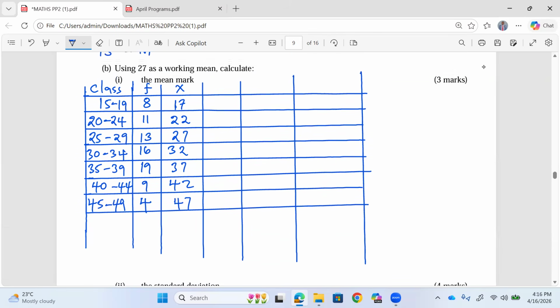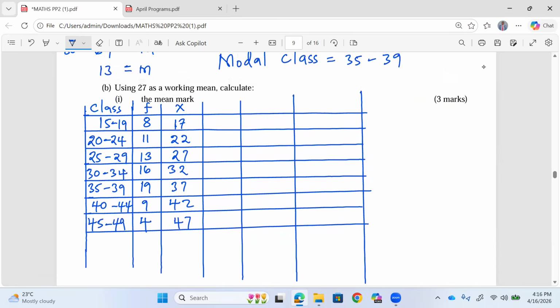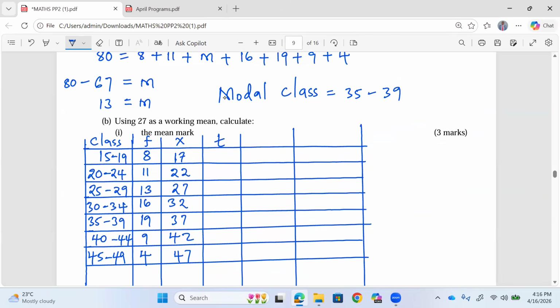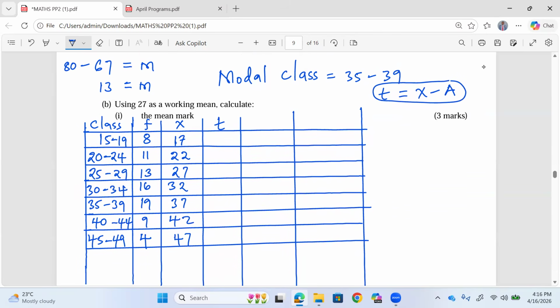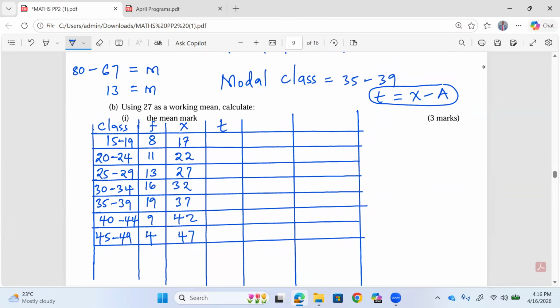So now we have the classes properly organized. For us to use an assumed mean, we're supposed to come up with the values of t here, such that t is the deviation of every midpoint from the assumed mean. So that is the value of t. If I've described t now, then we can continue to work out t. Assumed mean or working mean is 27.